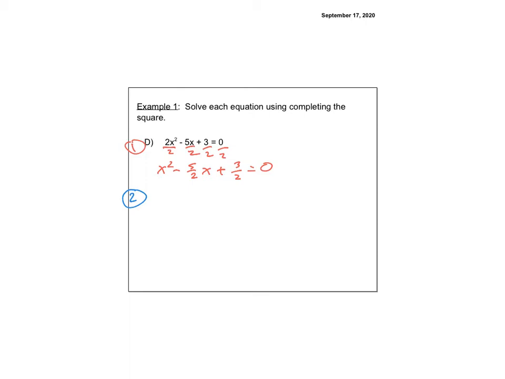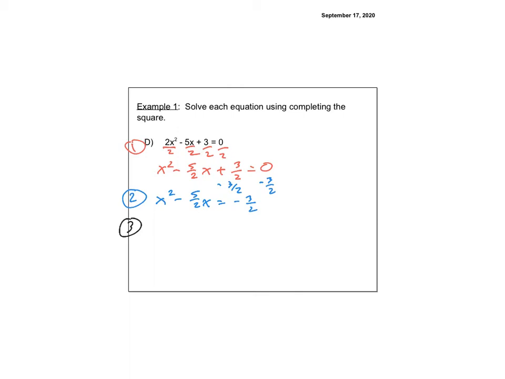So now we have to go ahead and move our c term over on the other side. So I'm going to do that. I'm going to subtract 3 halves, subtract 3 halves. So I end up there with x squared minus 5 halves x equals negative 3 halves. Step 3 there.